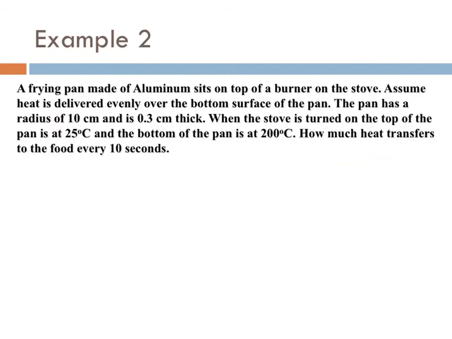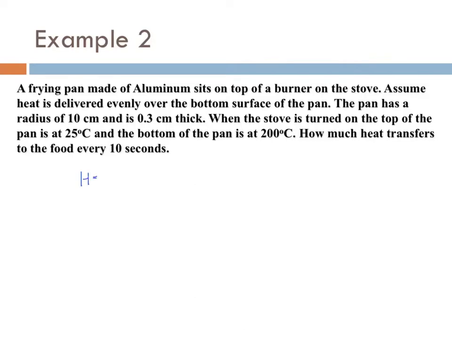In this example, a frying pan made of aluminum sits on top of a burner on the stove. Assume heat is delivered evenly over the bottom surface of the pan. The pan has a radius of 10 centimeters and is 0.3 centimeters thick. When the stove is turned on, the top of the pan is 25 degrees Celsius and the bottom of the pan is at 200 degrees Celsius. How much heat transfers to the food every 10 seconds? So we can use our equation.